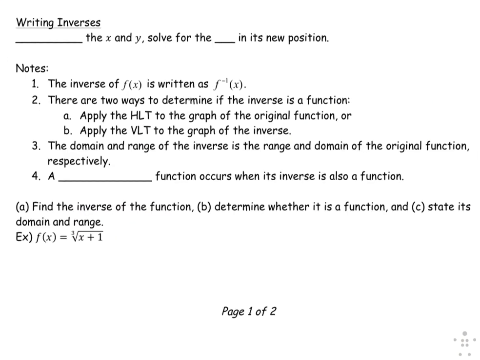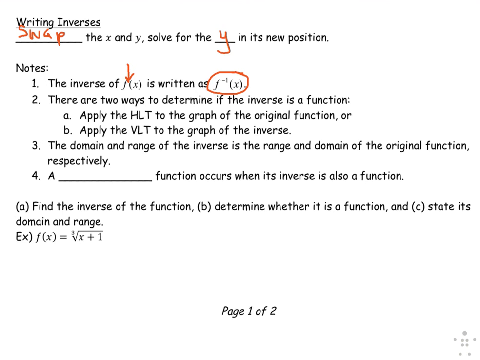Looking now at the algebraic side of inverse functions, we need to swap the x and y, solving for the y in its new position. In doing so, you invert the domain and range. For the notation, you use a superscripted -1 on the original function. That -1 does not mean that you reciprocate and rewrite as 1 over f of x. Rather, the superscripted notation is the general symbol that we will use for the inverse of a function.